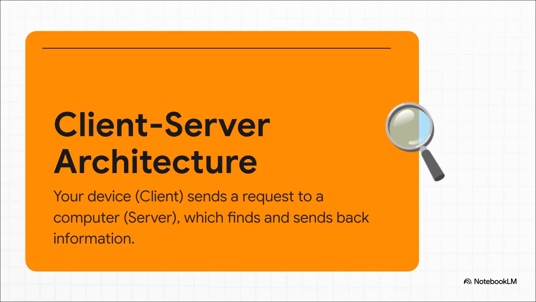Your device, your phone, your laptop, that's the client. When you need some information, your browser sends a request out over the internet to a really powerful centralized computer called the server. The server finds whatever you ask for and sends a response right back to your device. It's kind of like ordering at a restaurant. You're the client making a request, and the kitchen is the server that prepares your order and sends it back out.